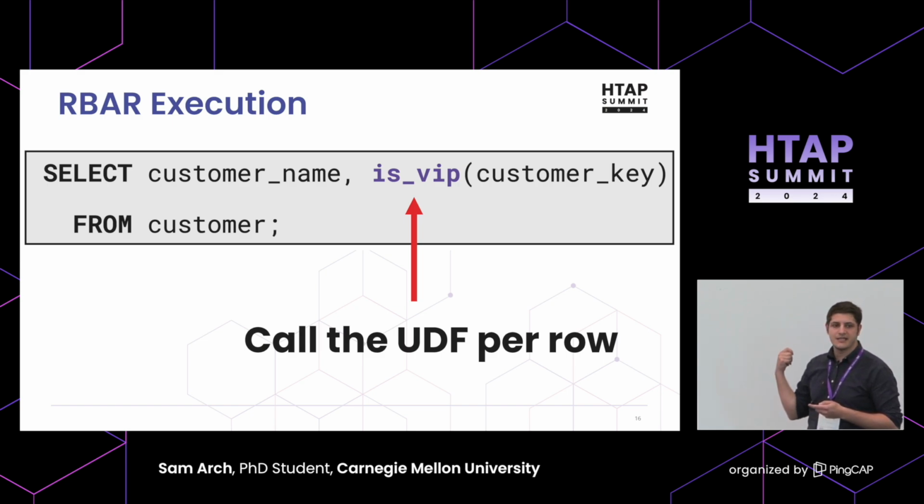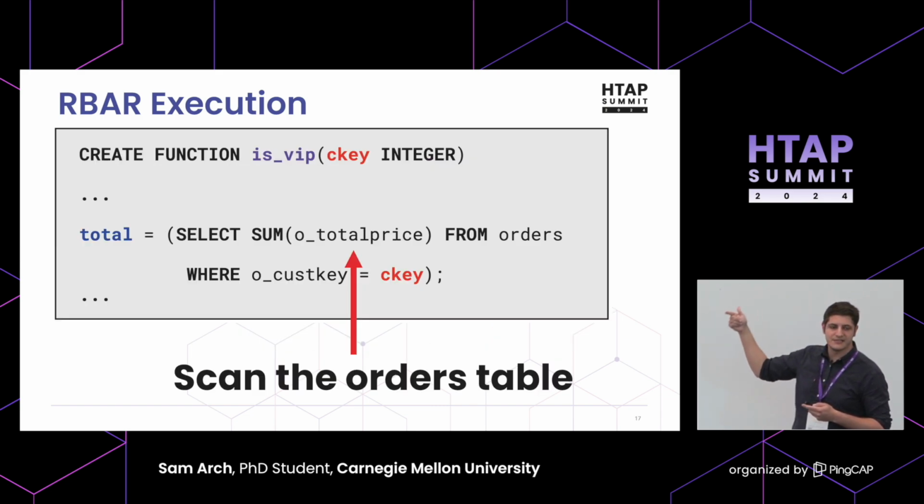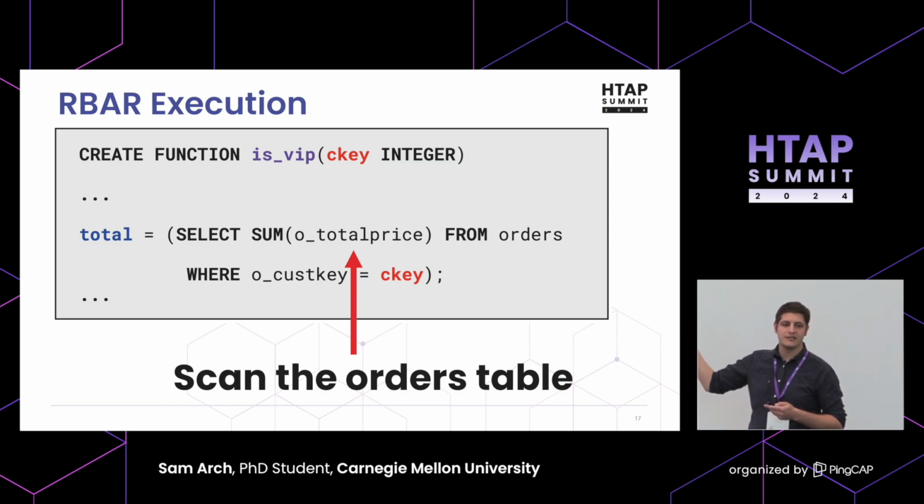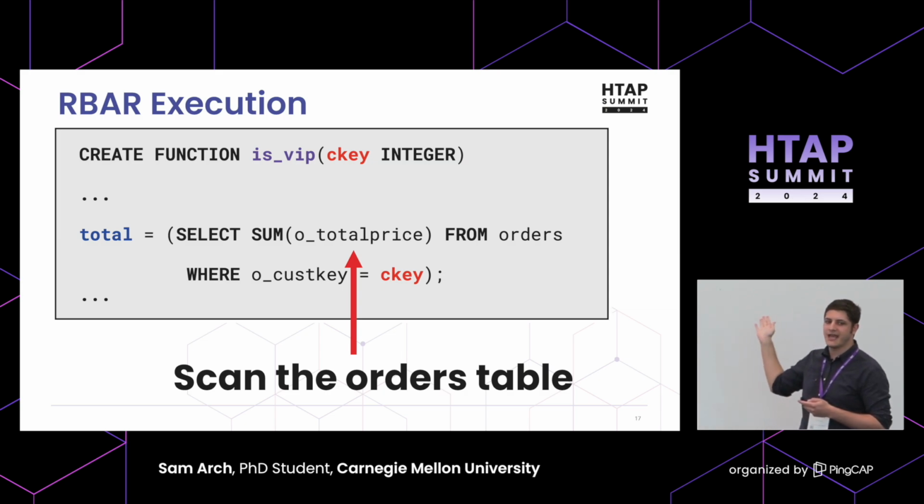And then, let's say we have customer key 1. The database system is going to execute all the lines of code in the UDF line by line with customer key 1. And when it hits this line, if you don't have an index on your orders table, when it evaluates this select statement, it's going to scan the entire orders table to accumulate the total amount of money spent just for customer 1. So just for this one UDF invocation, we've scanned the entire orders table.